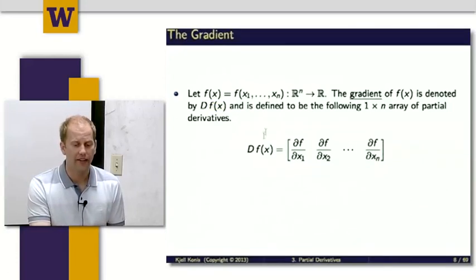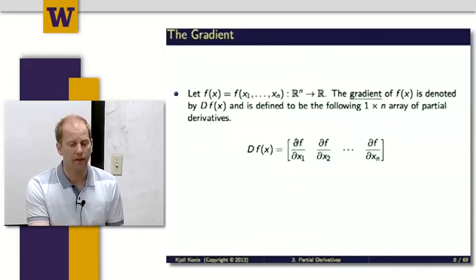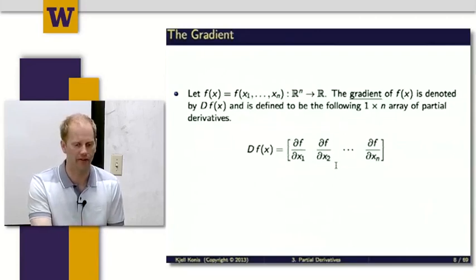And the gradient is just going to be an array of the partial derivatives of f of x. So each one of these elements of the array, df dx1, or partial f partial x1, that's a function of n variables. Partial f partial x2, that's also a function of n variables.